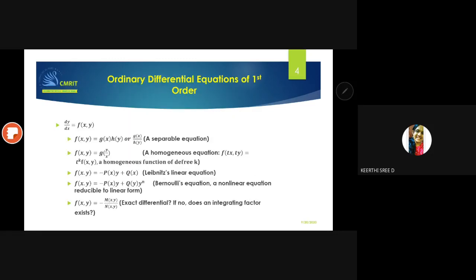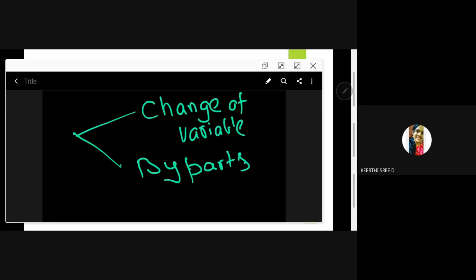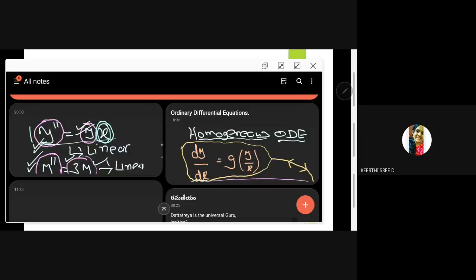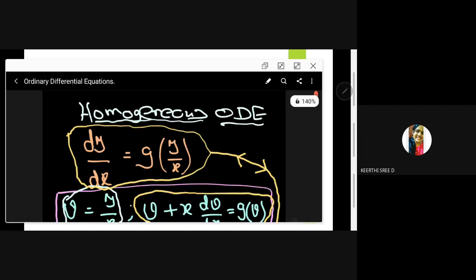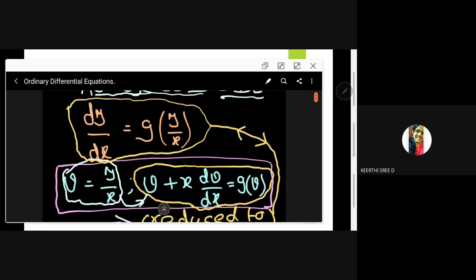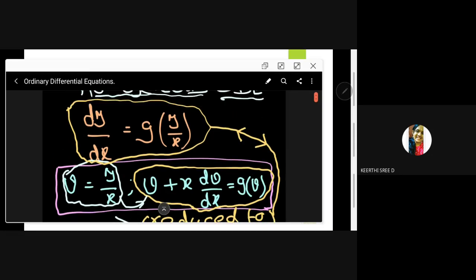Now come to the next one, homogeneous equations. For a homogeneous equation, I require this, right? Because I need to include it in the slides, it may take time, so a handwritten presentation is there here. So, homogeneous differential equation. I said dy by dx is g of y by x. When that is the case, we are using a substitution here, a change of variable, v is equal to y by x.